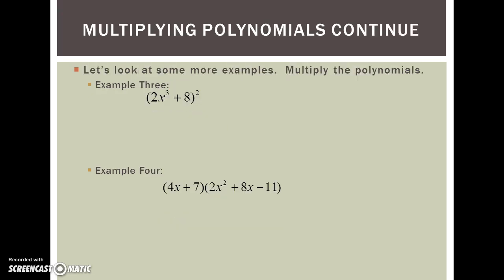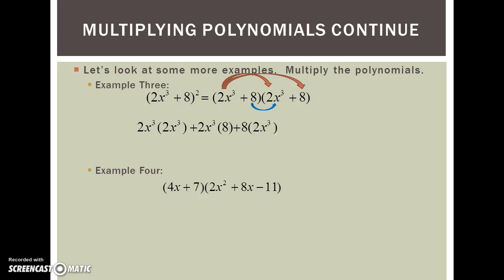Let's look at a couple more examples. So in the third one, now we're squaring the binomial, which really just means 2x to the third plus 8 times 2x to the third plus 8. Using the distributive property, we're going to go 2x to the third times 2x to the third, 2x to the third times 8, 8 times 2x to the third, and 8 times 8.